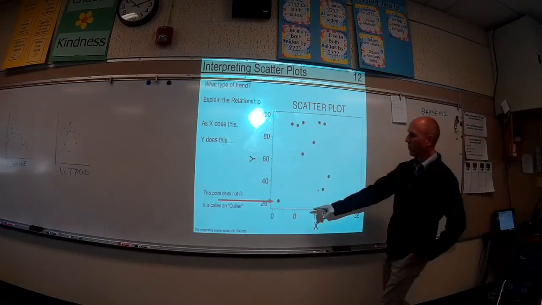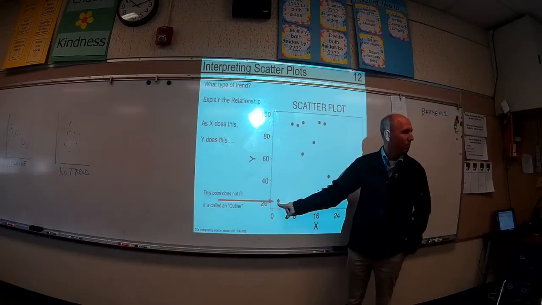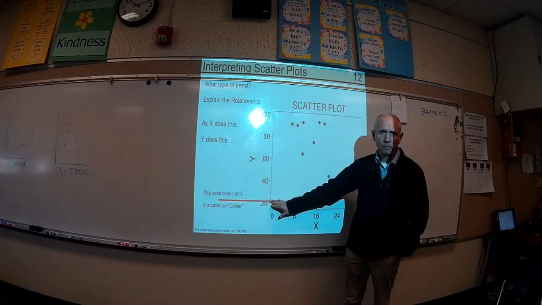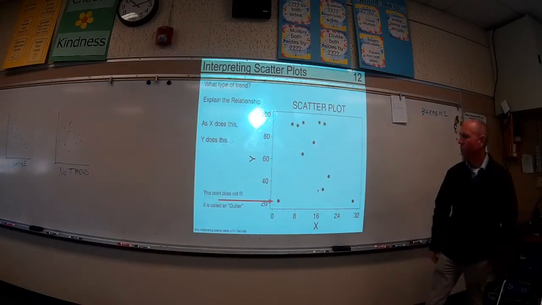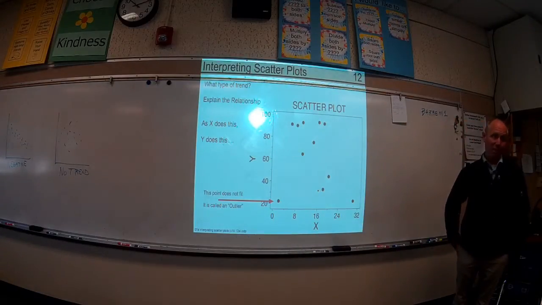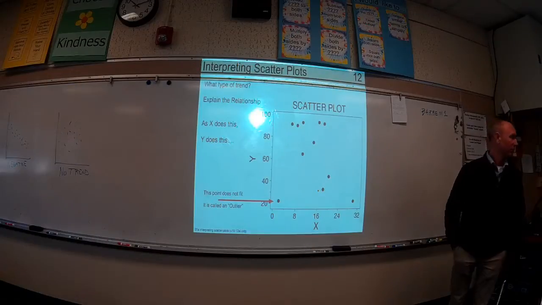Sometimes we get weird little outliers. It's pieces of data that just don't make sense with it, and usually you ignore them. So let's ignore this guy. Tell me what's going on using words like X and Y. Tell your neighbor. As X increases, Y decreases.